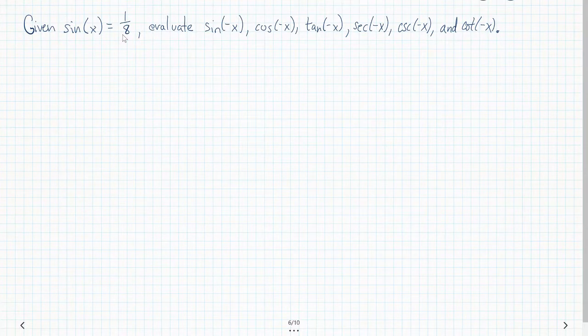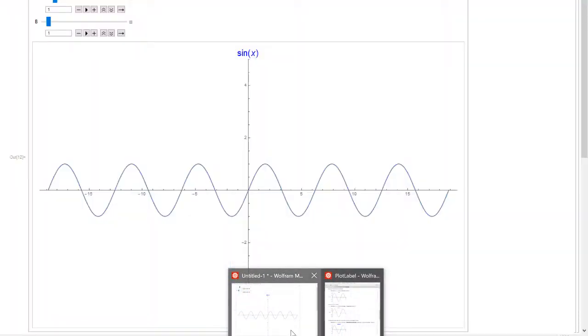Now, given sine of x equals 1/8, evaluate sine of negative x, cosine of negative x, tangent of negative x, secant of negative x, cosecant of negative x, and cotangent of negative x. Wowzers. So what I'm going to do first is I'm going to bring up a function here. Let's see if I can do that.